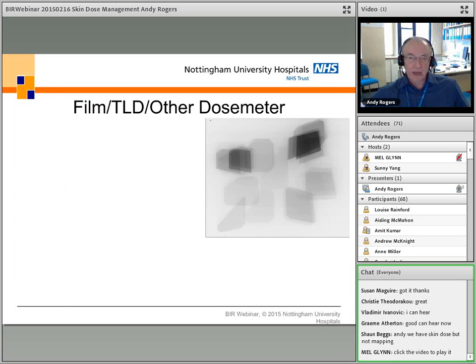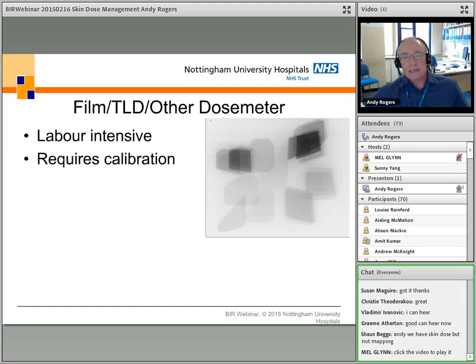In terms of other ways of doing it, well, actually, everything else is labor intensive, and I think moving forward, what we want is modeling in lab by the unit itself. We don't want to have to put things on patients. What I've got here is a picture of a film underneath a PTCA patient, someone who had a couple of stents put in, and you can see the hot spots on the film. You can develop it and you could work out the doses.